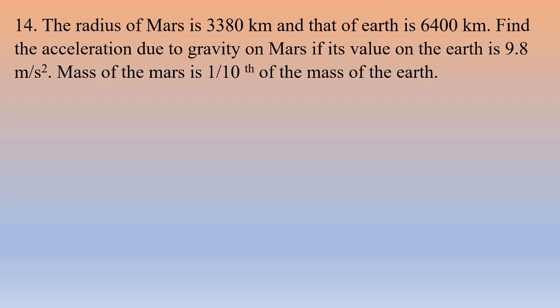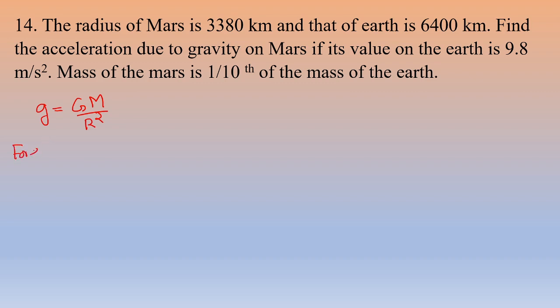Now we have the next one. The radius of Mars is 3,380 km and that of Earth is 6,400 km. Find the acceleration due to gravity on Mars if its value on the Earth is 9.8 meter per second square. The mass of Mars is 1/10 of the mass of the Earth. Here we are asked to find the acceleration due to gravity on Mars. So we have the expression for the value of g. g is equal to capital G M divided by r square.